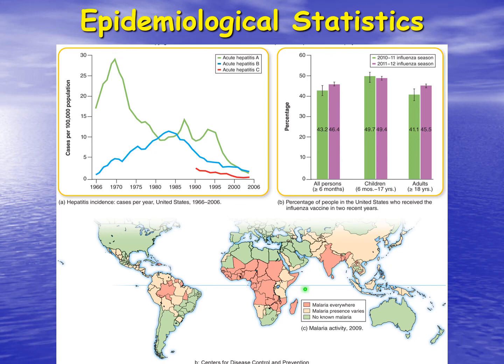Or we could simply see where cases of a disease are seen, and this is showing the prevalence of malaria in the world. And so we see that primarily this is an equatorial disease, and the reason for that is where the vector is located.